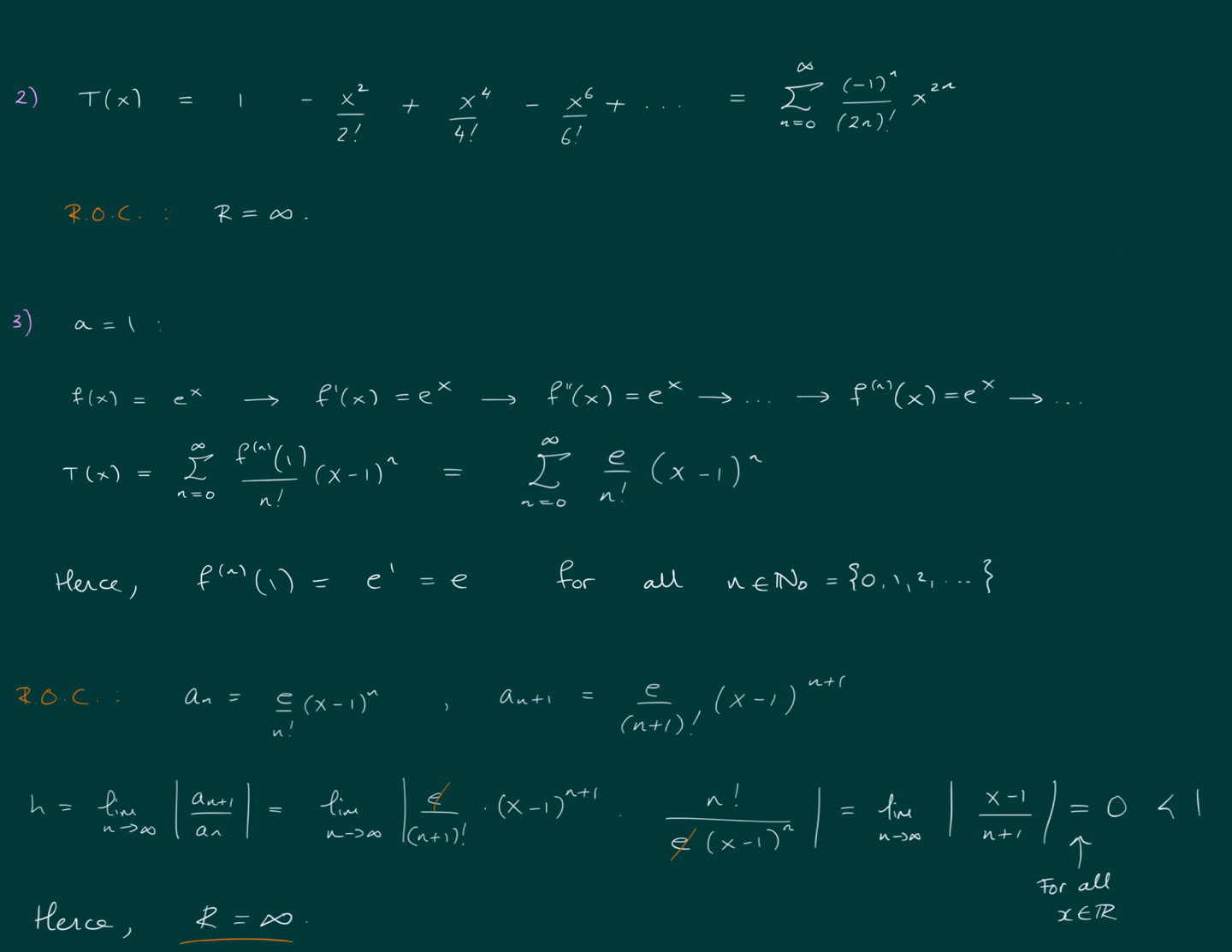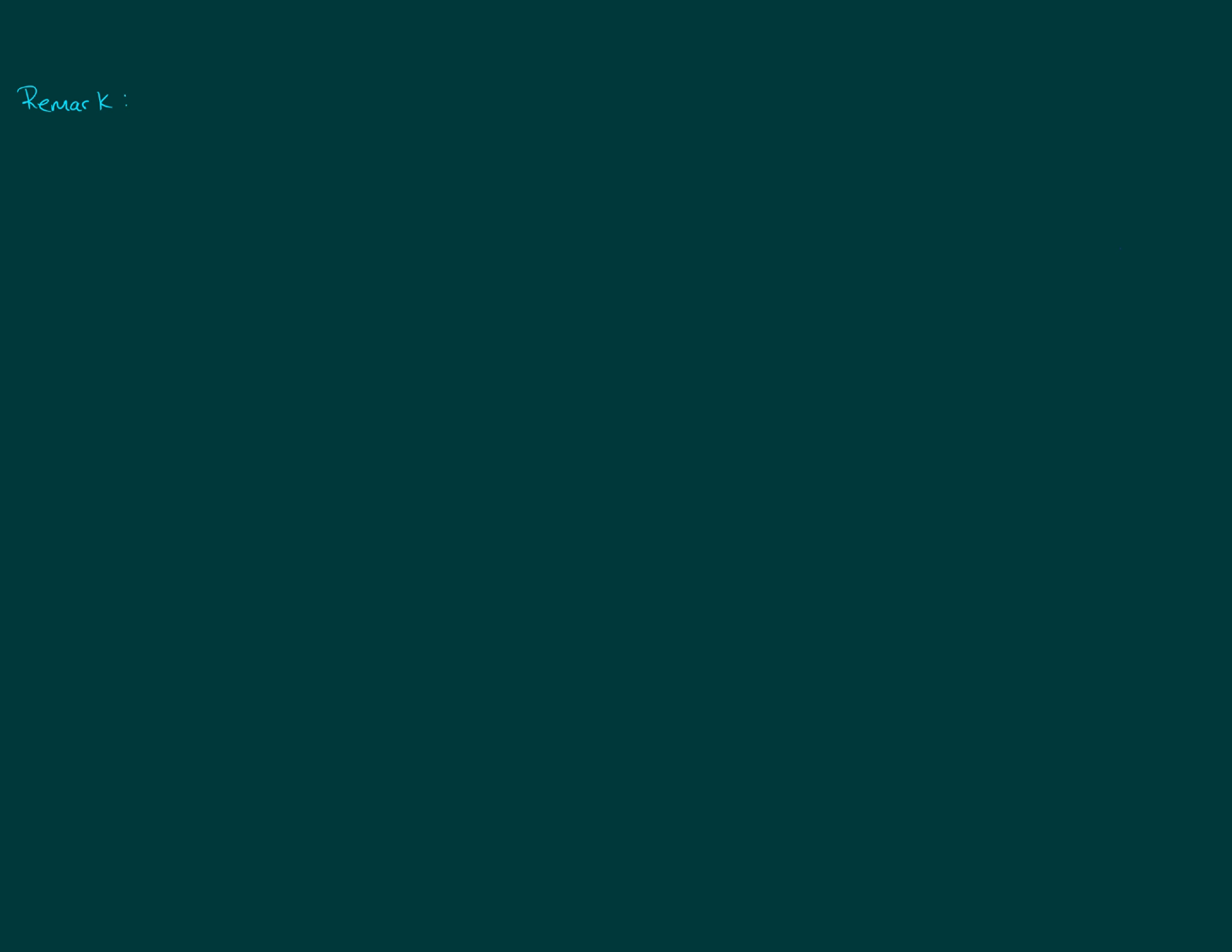Okay, so before we continue, please note that the radius of convergence in the previous examples is not the same as the R greater than 0 mentioned in the definition of a function having a power series expansion at a. This can be very confusing as they are usually both denoted by the same letter, capital R. So explicitly, what I mean is this.